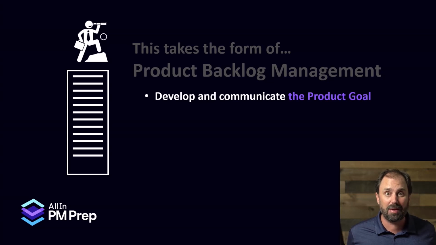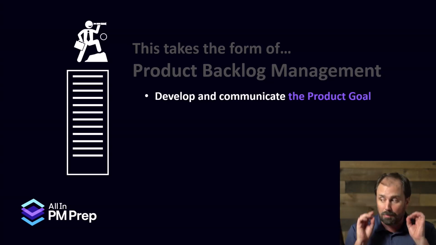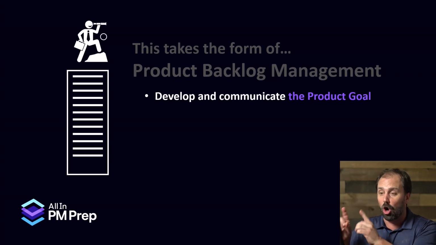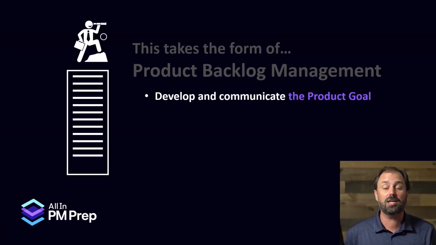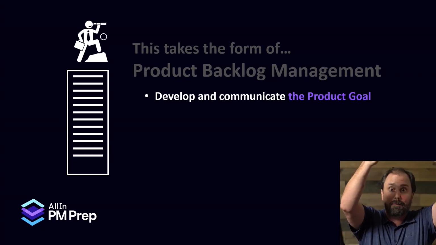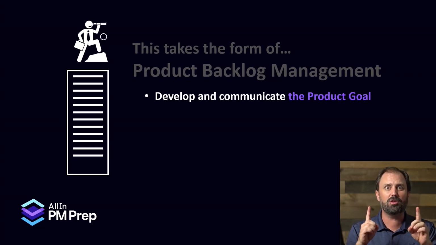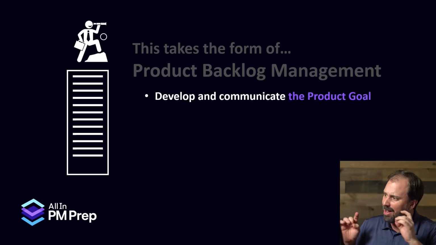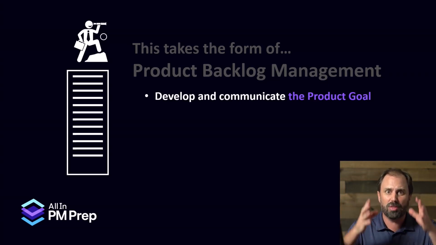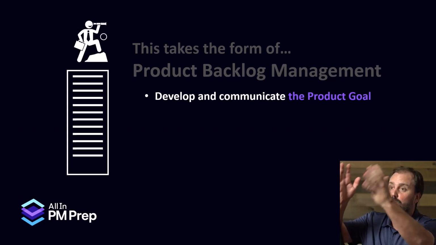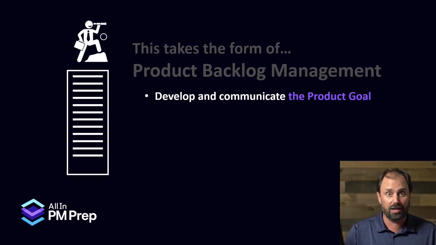Now, product backlog management is made up of a lot of things. And number one, it starts with developing and communicating the product goal. So you see the product owner sitting right on top of that product backlog. And right before they do anything else, they've got to nail down what is the goal that the product backlog is intended to achieve for the customer. So that's what they've got to do first.